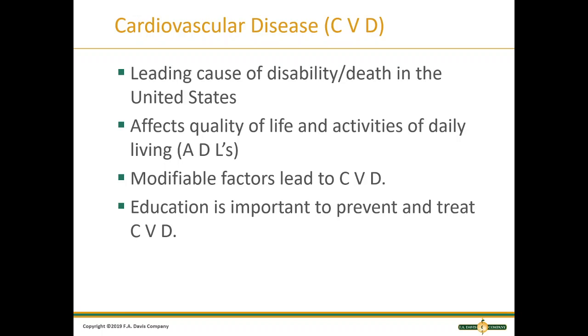Leading causes of disability and death in the United States: cardiovascular disease. We talked about this a lot. I hope if nothing else you do get from me that this is the number one killer in the United States. You hear my voice in the back of your head when you're asked that question. It affects quality of life and activities of daily living. Absolutely, right? We see extreme weakness. We see decreased cardiac output, which affects the person's ability to maintain regular lifestyle activities.